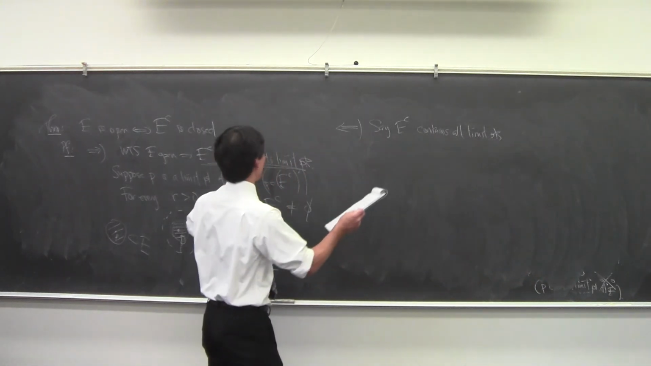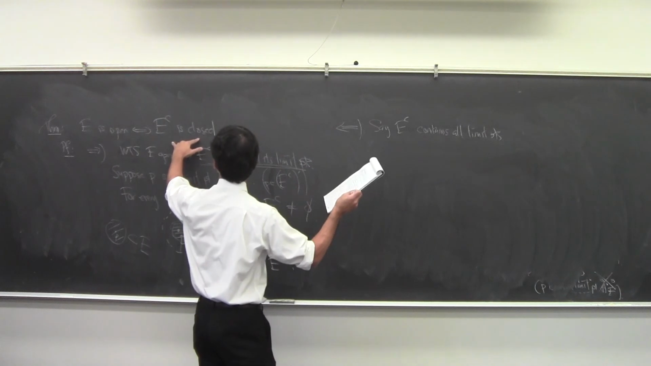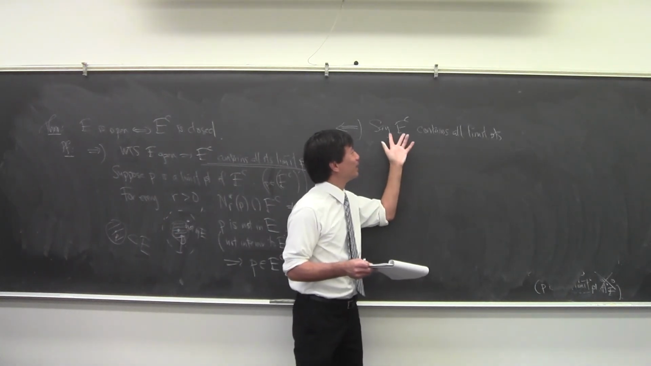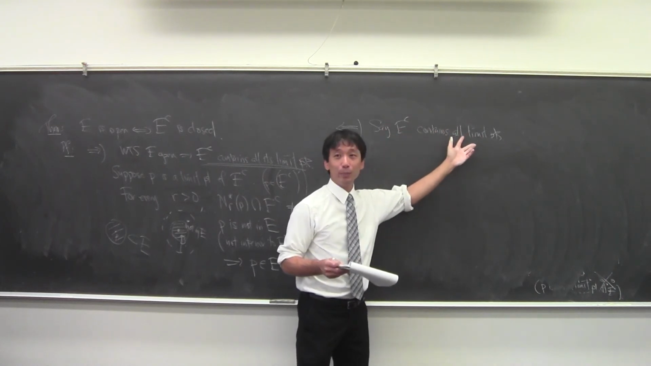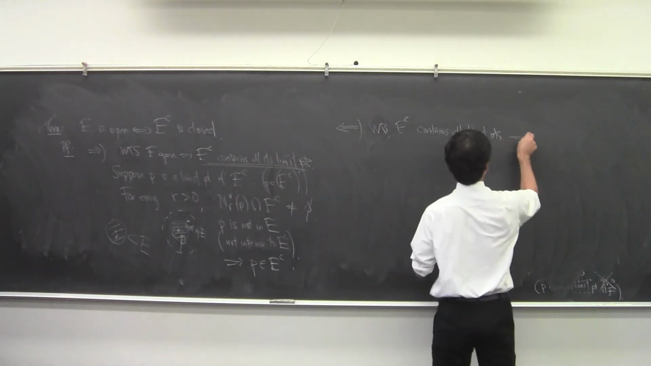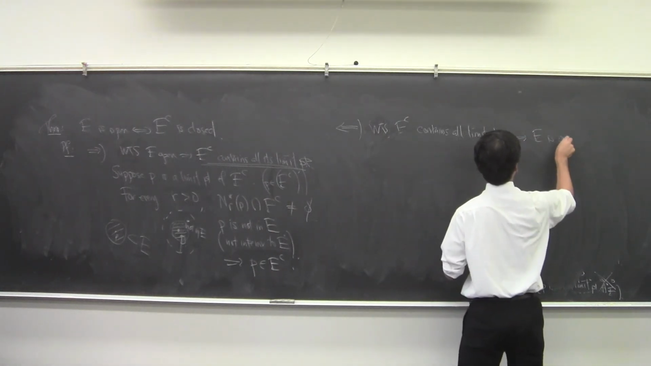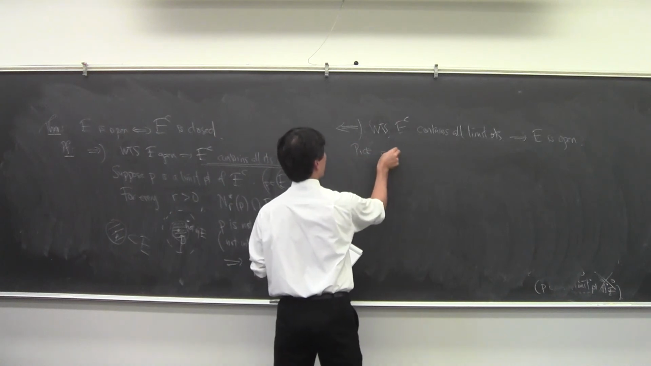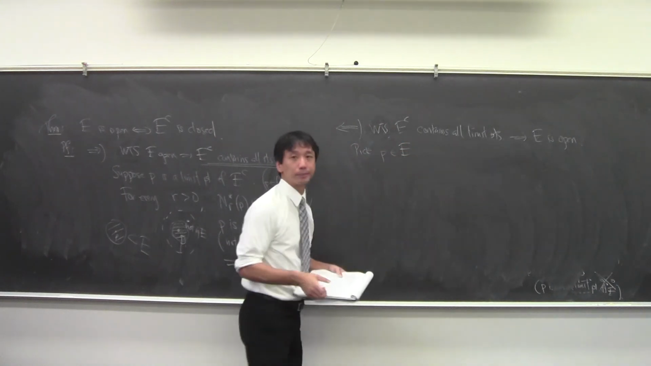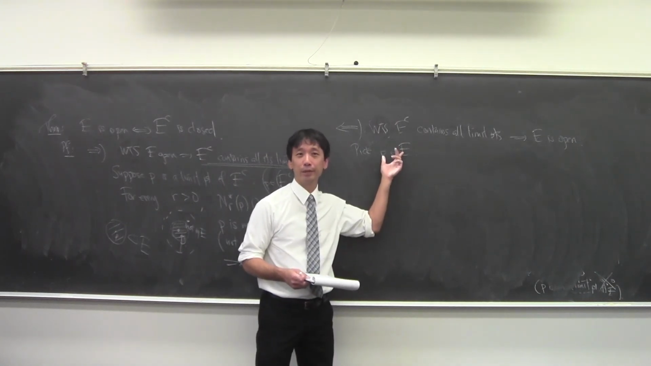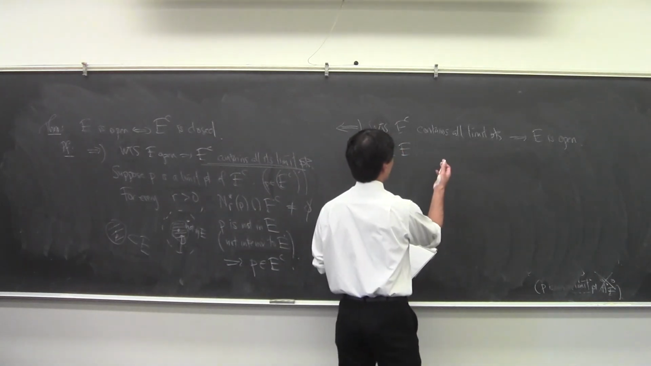Okay. So suppose we're trying to show that if E complement is closed, then E is open. In other words, if E complement contains all its limit points, then E is open. So pick a point in E. We want to show that that point is interior.